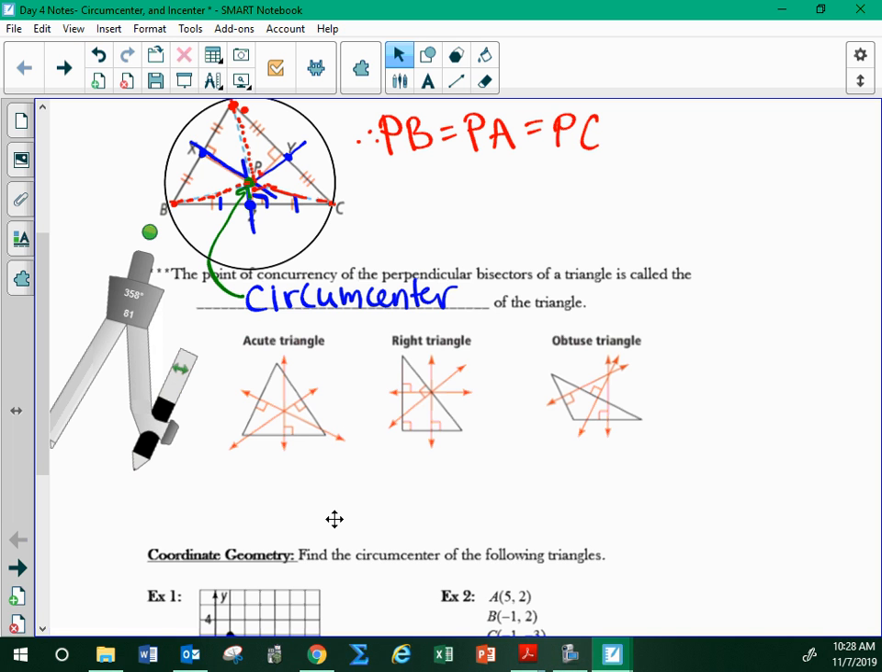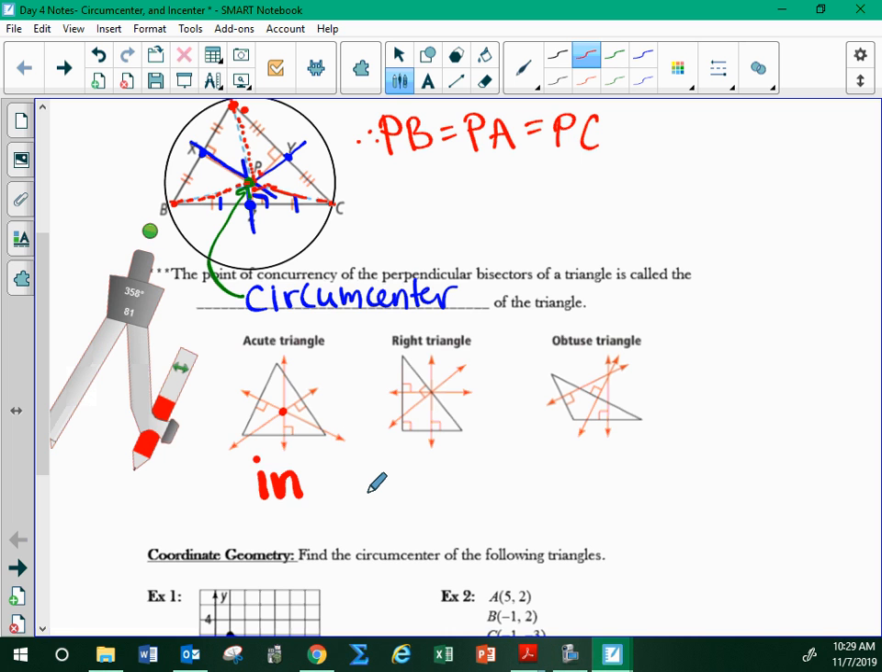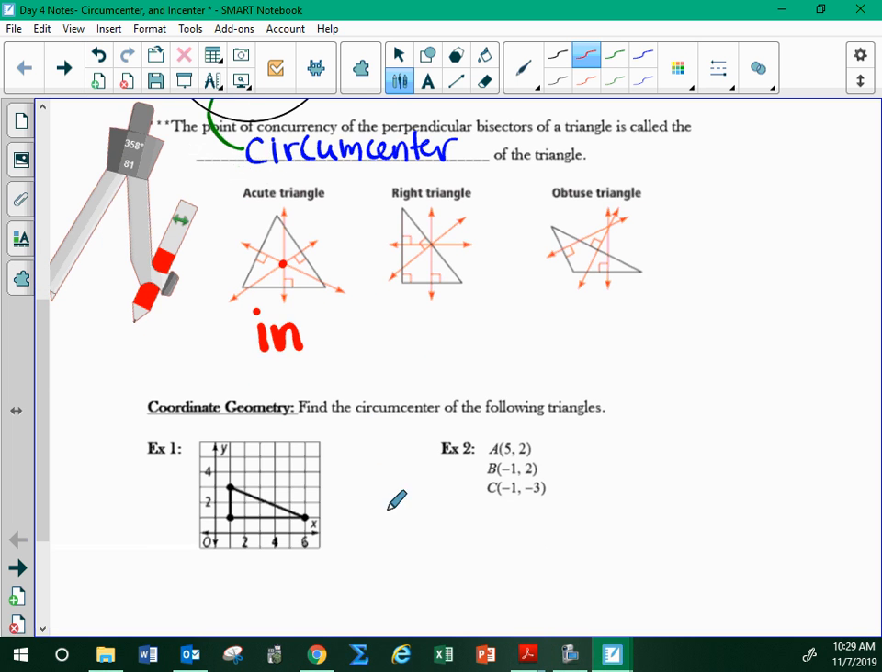Acute, all of our angles are acute. Right, there's one 90-degree angle. Obtuse, there's one obtuse angle. For all acute triangles, here's our circumcenter, it will always be inside the triangle. For all right triangles, the circumcenter is on the triangle. And for all obtuse triangles, where they meet up is actually outside of our triangle. So this is true for all acute, all right, and all obtuse.